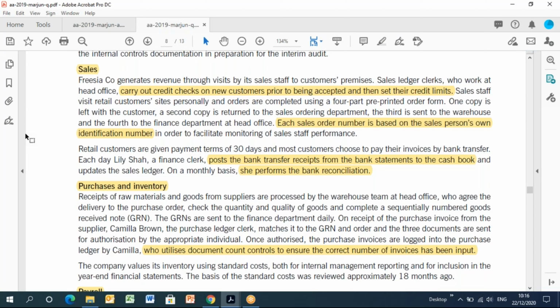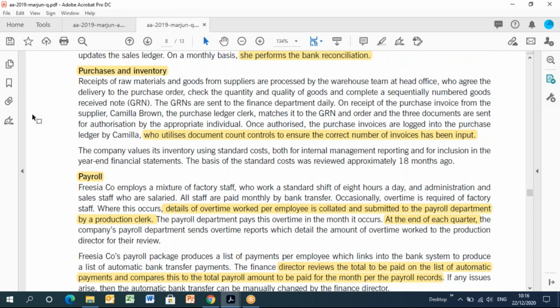So as a test of control, you should say, for example, of the bank reconciliations performed in the last few months, you should confirm that the bank reconciliation was signed off by a different person than the finance person, her name is Lily. As long as you know these from past papers, and as long as you practice, that won't be that difficult.